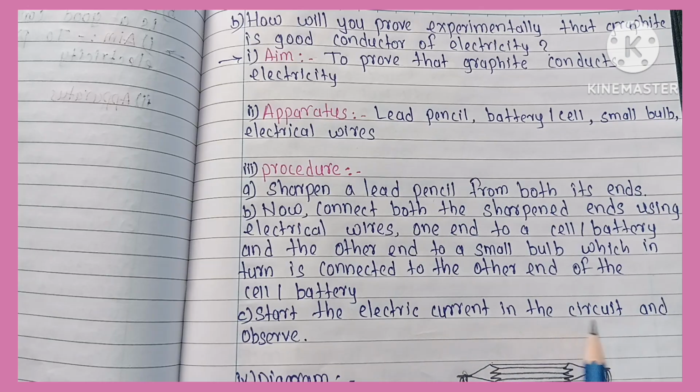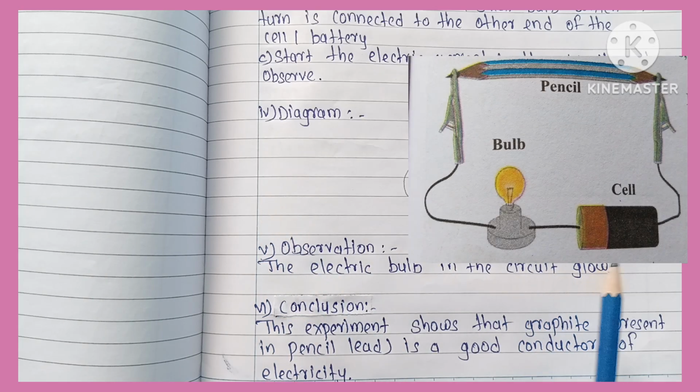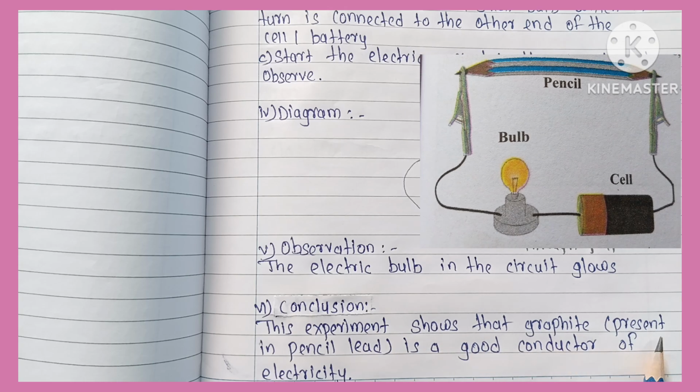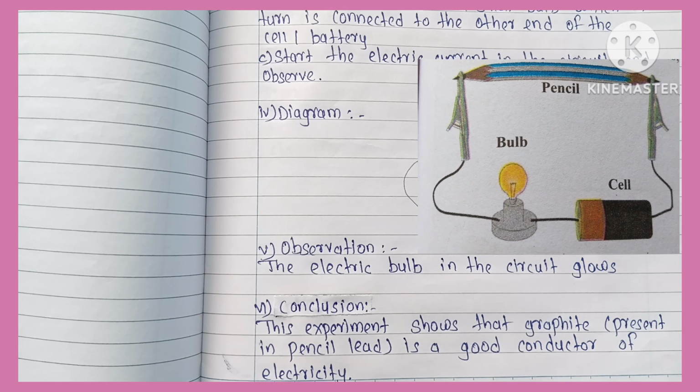Start the electric current in the circuit and observe. Diagram. Flow of electric current through graphite. Observation. The electric bulb in the circuit glows. Conclusion. This experiment shows that graphite present in the pencil lead is a good conductor of electricity.